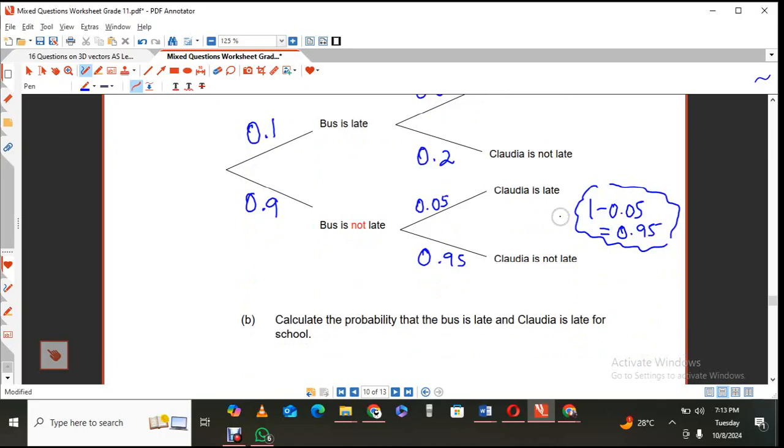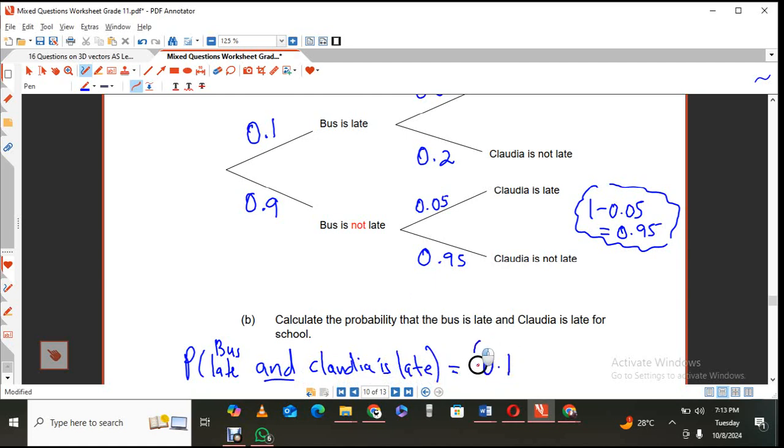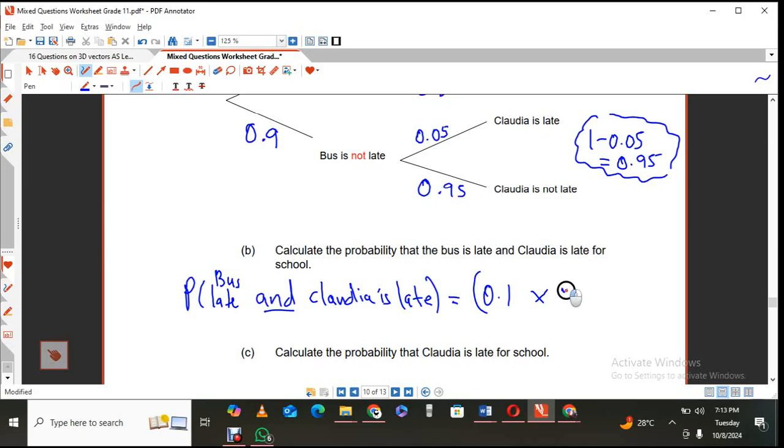So the first one is calculate the probability that the bus is late and Claudia is late. So the probability when the bus is late, obviously that's 0.1, and when she is also late, it's going to multiply with 0.8. So multiply by 0.8. So 2 places after the decimal point, that is just 0.08. Okay, that's the answer for that.